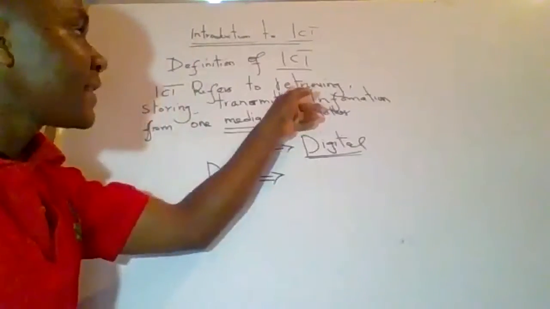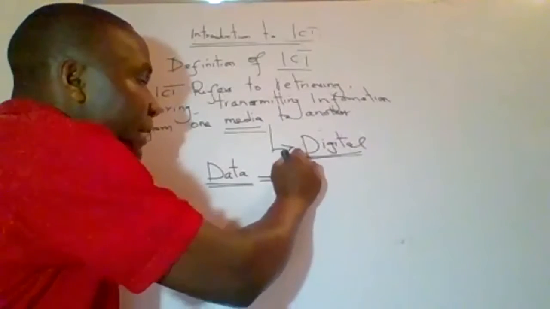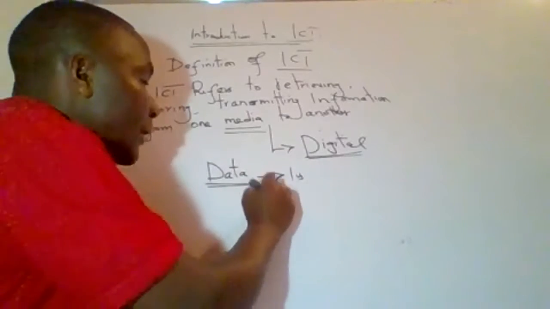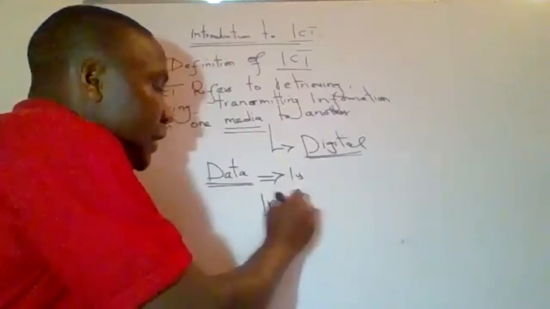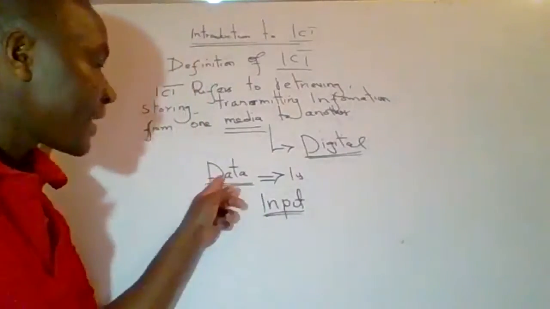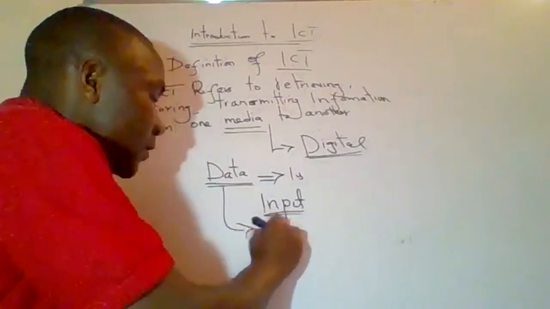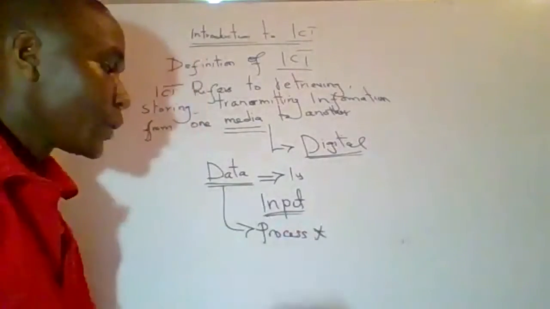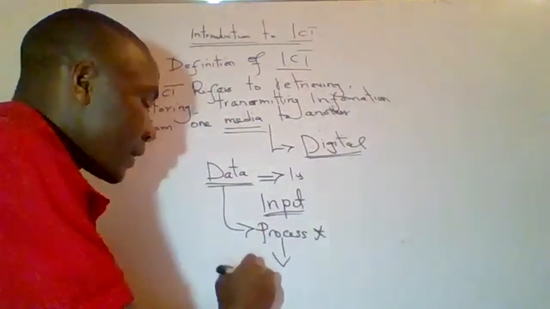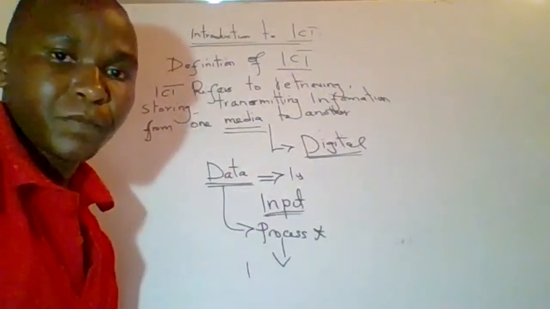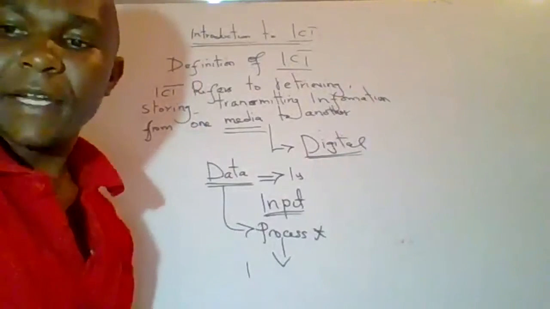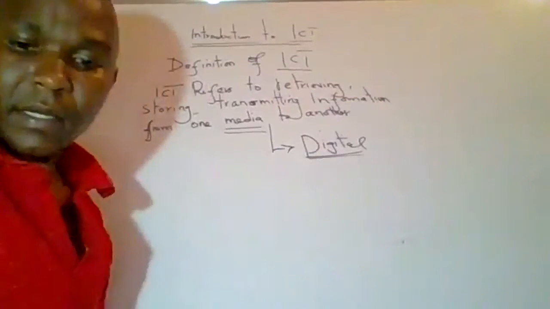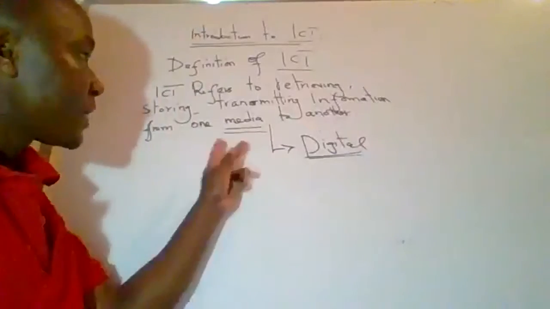So ukisema ICT, ukitype, when you type any letter in a computer, that is a data. As you type, unafanya nini? Input in your desktop or your laptop. So that data will need to be processed. So it's a core process equal meaningful information. Then inakuja inakuwa nini? Unapata the output. So basically, information communication technology inakuanga so important.